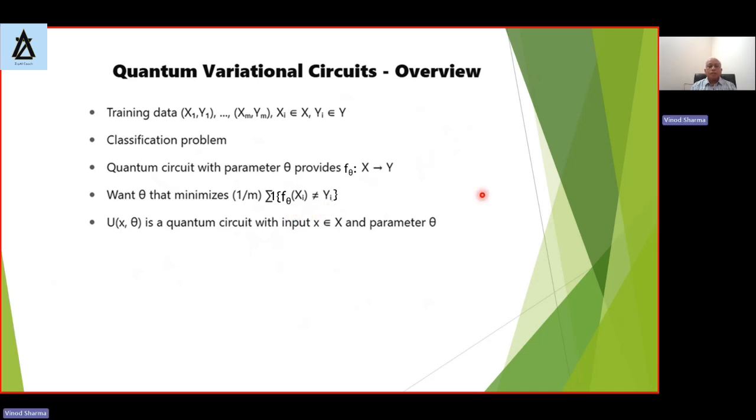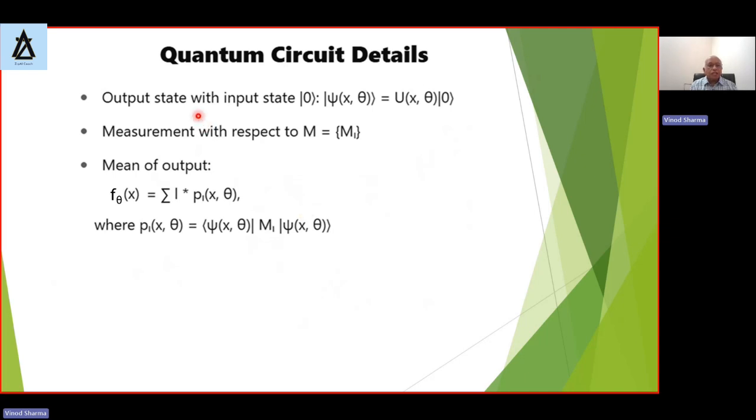Okay, now we explain how these quantum circuits we are going to make. The quantum circuit is going to be denoted by Ux theta. Theta is the parameter that we are talking about. X is the input. So the output state that we have been talking about, which we are going to make measurement and take the mean to get f theta, is going to be by taking the input state 0 and getting the state phi x theta by passing it through the circuit Ux theta that we just mentioned.